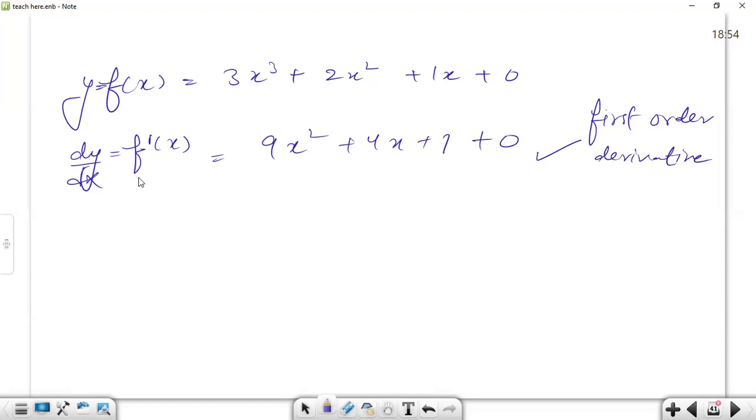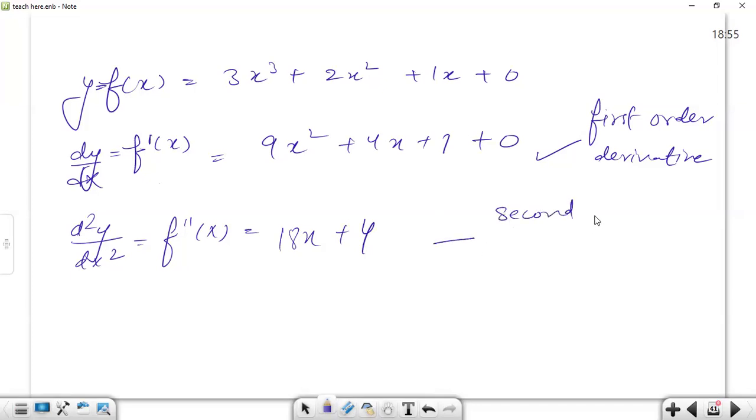If we have to differentiate it further with respect to x, then it will become the second order derivative. We will represent this as this, and we apply a double apostrophe on f. I'm just telling you about the representation of both, like writing f dash and dy by dx, you don't have to do it. I'm just showing it to you to understand how it is represented. Then we differentiate further with respect to x, and it will become 18x plus 4. This is known as the second order derivative.